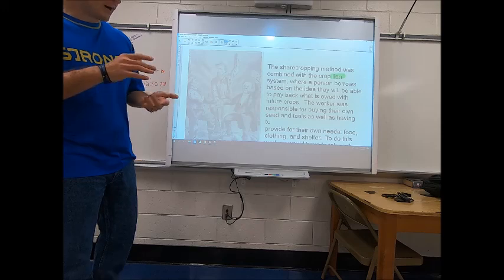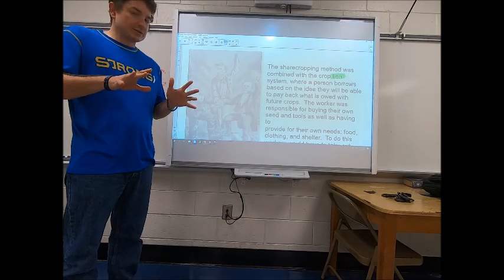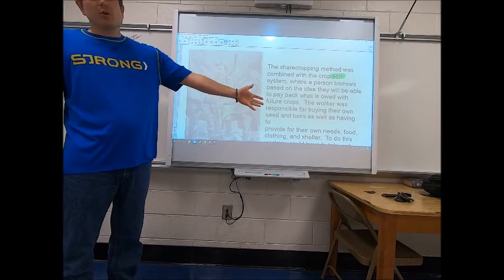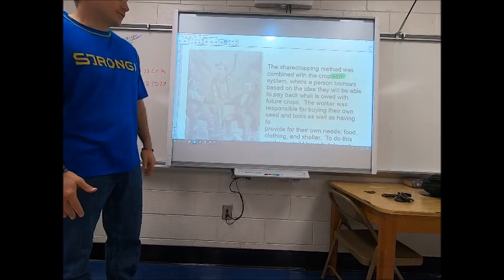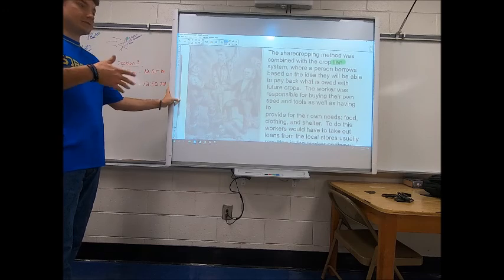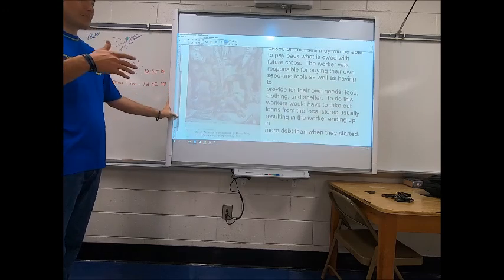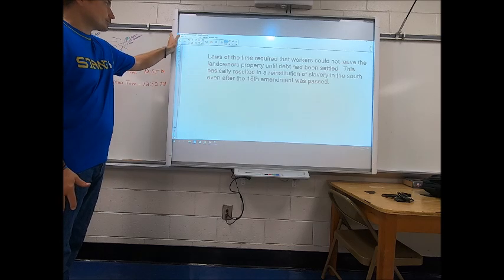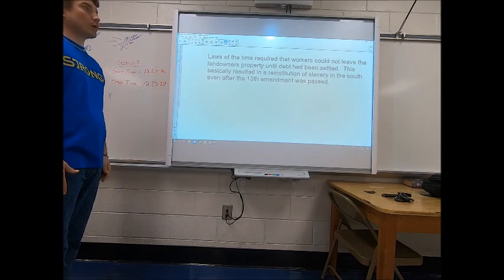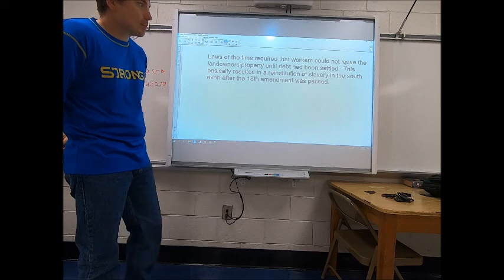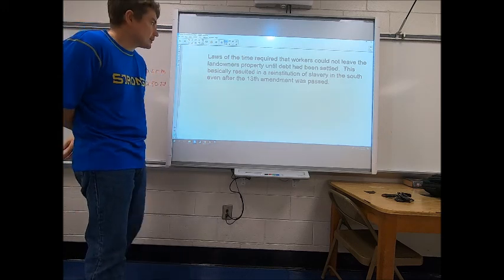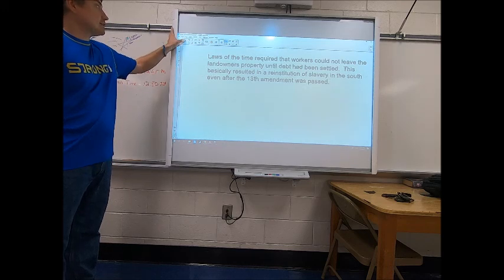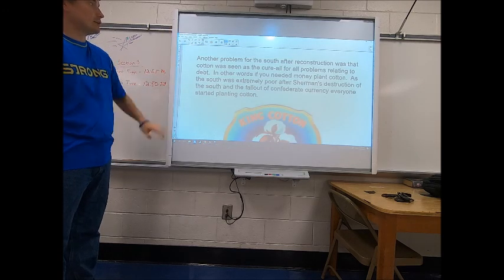Workers were responsible for buying their own seeds, tools, everything they needed. So they've got to borrow that money. They actually got to pay for their own shelter, their own clothing, their own food. I mean, all of these needs have to be taken into account, and so they get trapped into debt. The laws at the time required that workers could not leave the property until the debt had been settled. We talked about that just a second ago. And basically, slavery is now back, even with the 13th Amendment. They're not allowed to leave.